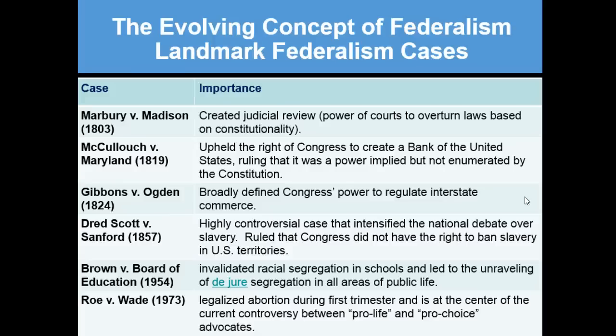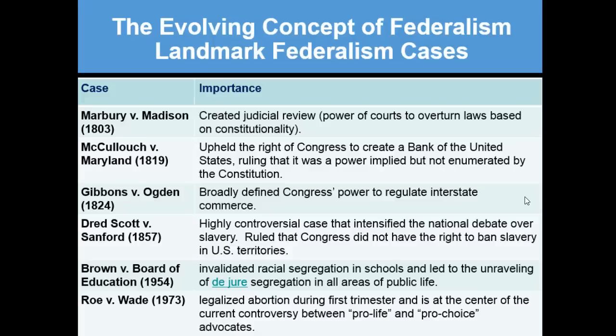Now, the next important federalism case was Brown v. Board of Education, which invalidated racial segregation in schools, and it led to the unraveling of what is called de jure segregation, or legalized segregation. De jure segregation is when you make a law to segregate people.